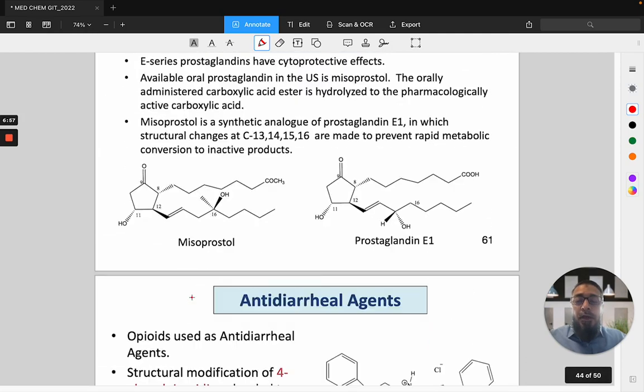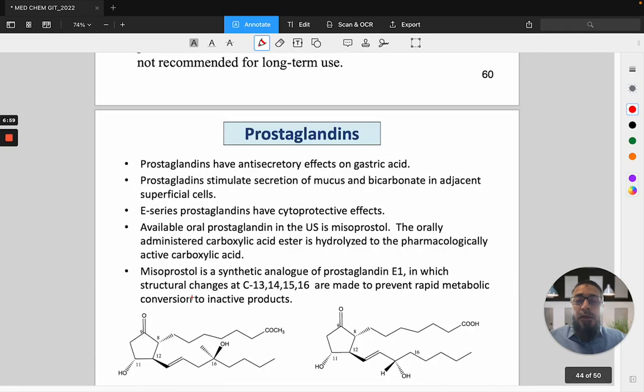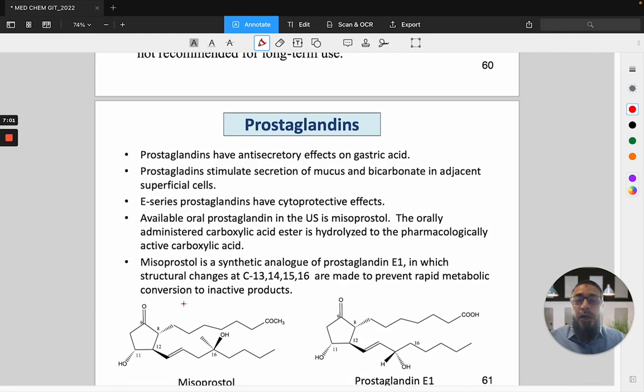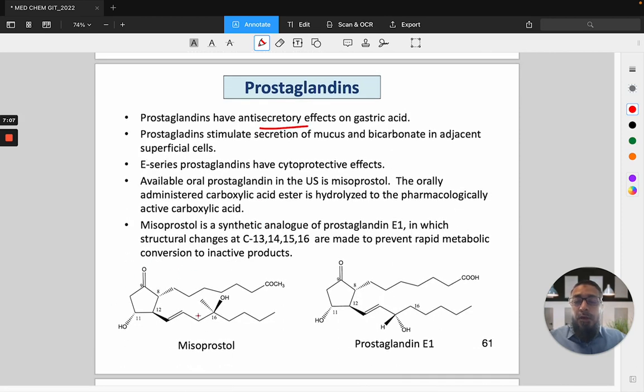And the second last one is the prostaglandin. They also have an anti-secretory effect. This is the structure of the prostaglandin, which is the E series. The structural feature is that it contains a cyclopentanone with an acyclic side chain on the ring, right?